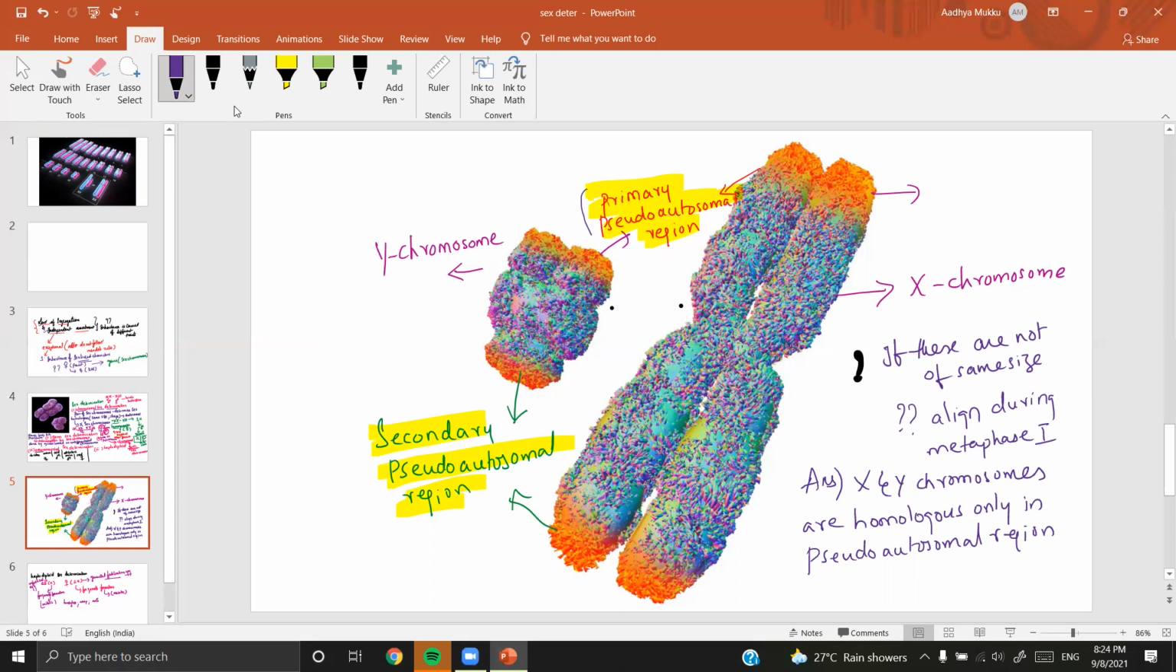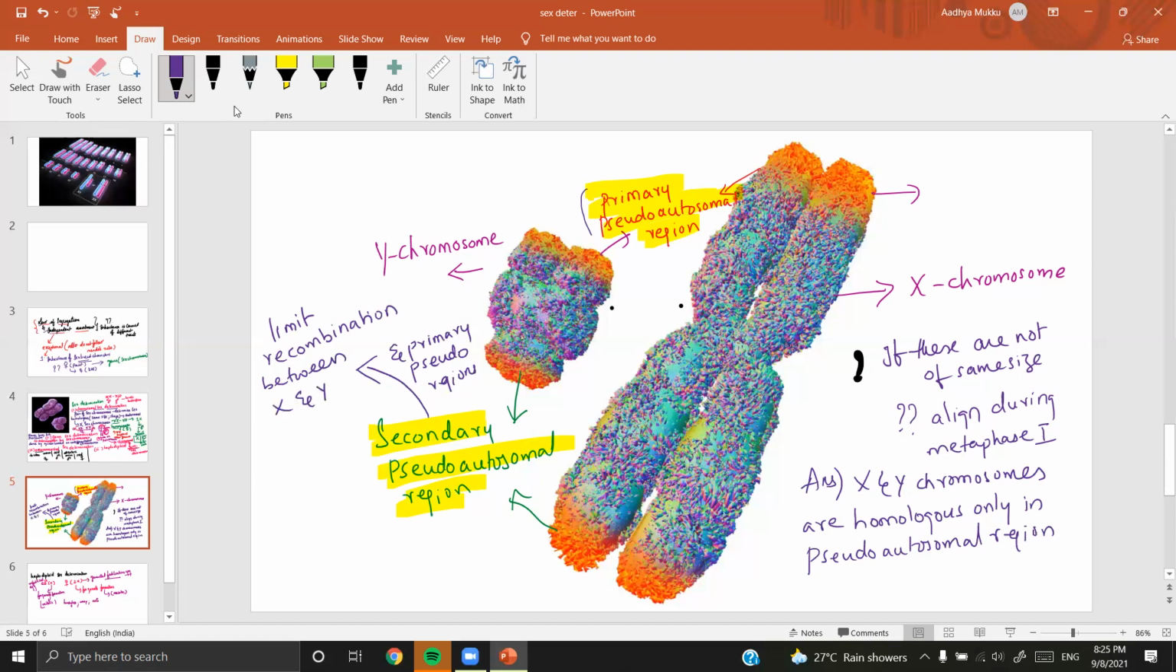Not only the primary but also the secondary pseudo-autosomal regions are not only helping in aligning the chromosomes, but they are also going to limit the recombination process between X and Y.